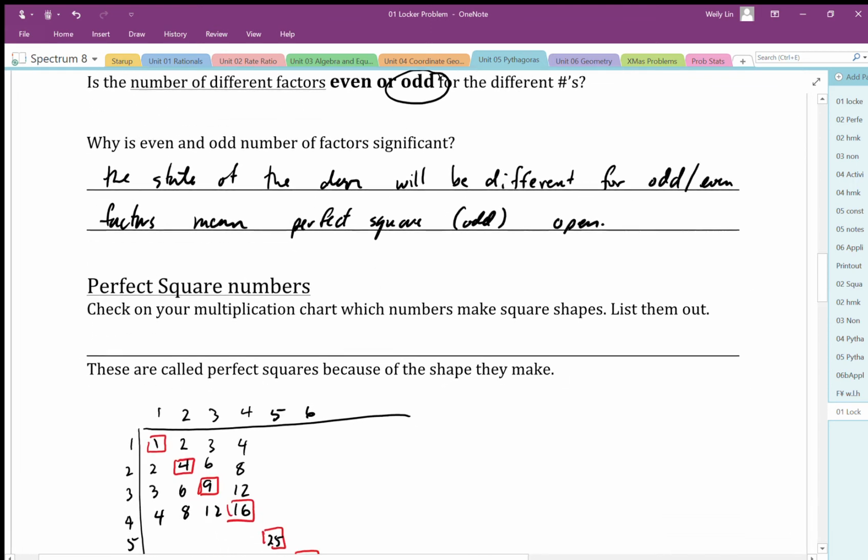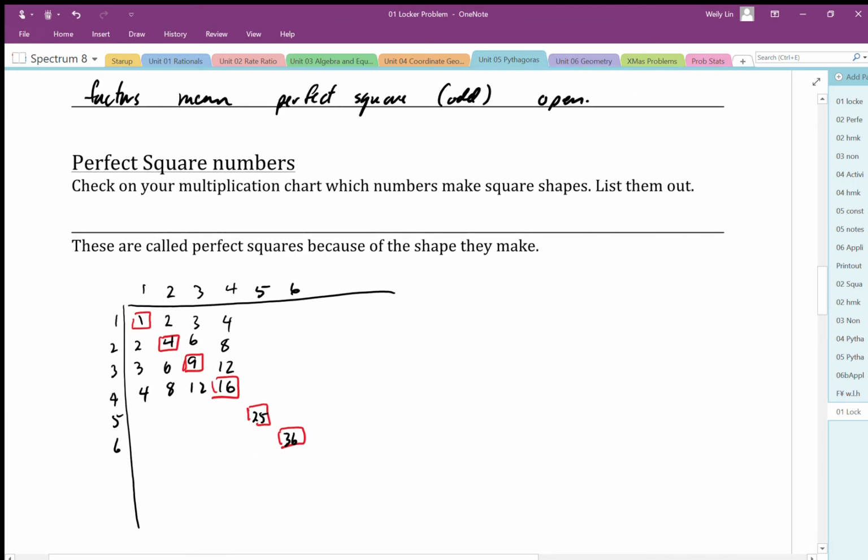So if you take a look at perfect square numbers on our multiplication chart, our perfect square numbers appear across this diagonal. And the reason why is they make squares. So if I look at 2, it makes an area of 4. If I look at the number 3, it makes an area of 9. And in fact, it's a square area. So all these perfect squares end up along this diagonal. So 49 will be 7 times 7, so we end up with a perfect square shape.